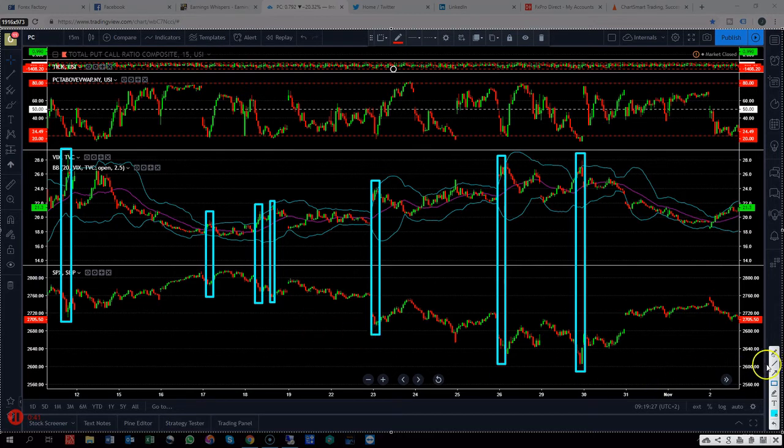And let's just take a look. What happens every single time the VIX pops above the Bollinger? We see that the markets have been selling off, and there's a lot of fear.